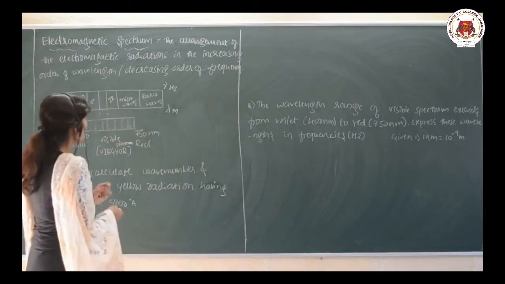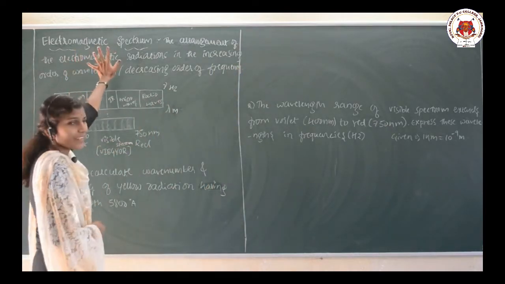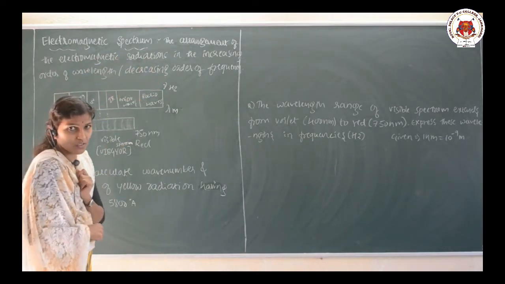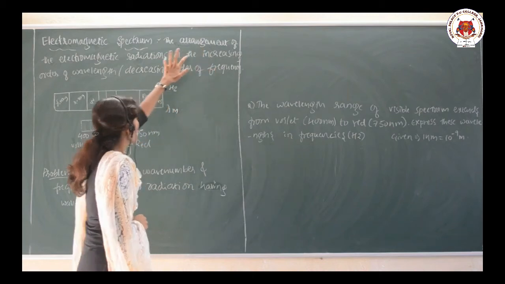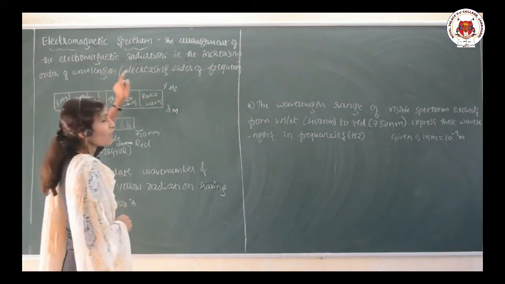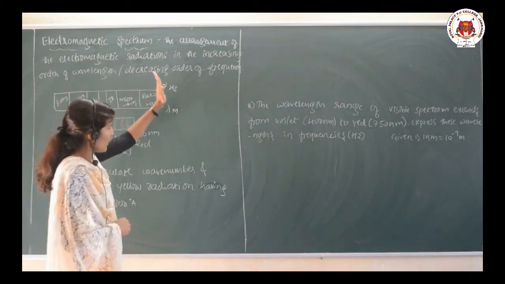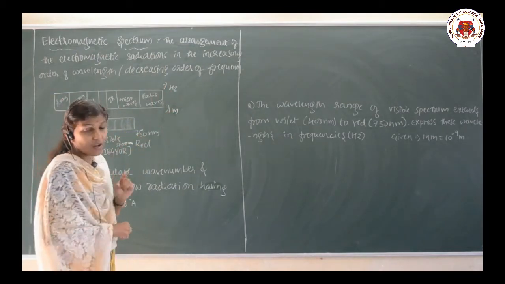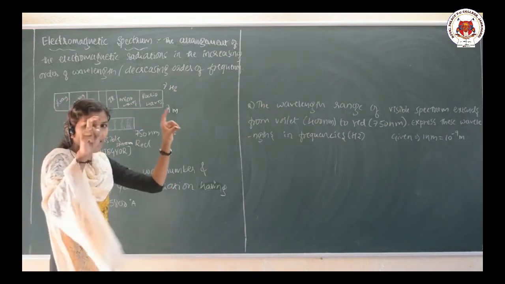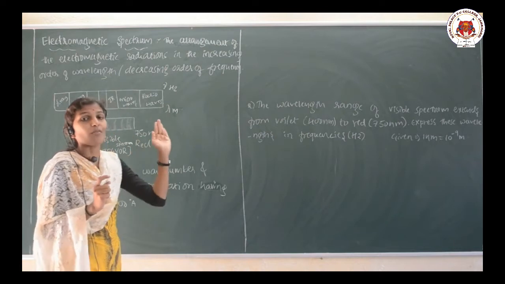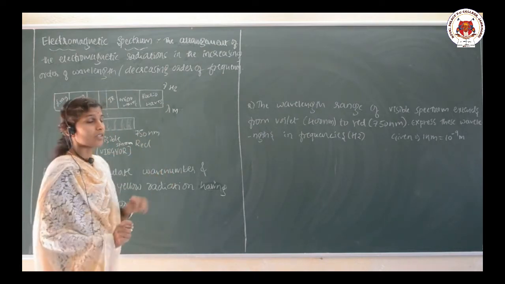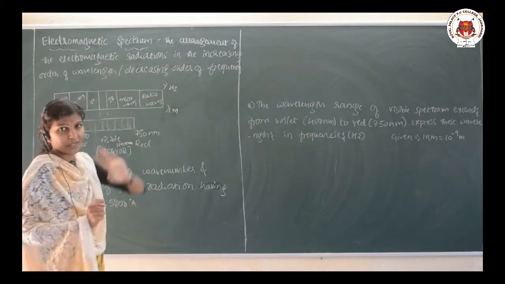See here, what is the electromagnetic spectrum? It is the spectrum consisting of the different electromagnetic radiations. It is the arrangement of the electromagnetic radiations in the increasing order of their wavelength, which means lambda is increasing, or in the decreasing order of frequency. In that range, frequency decreases and wavelength increases. Such an arrangement is called the electromagnetic spectrum.